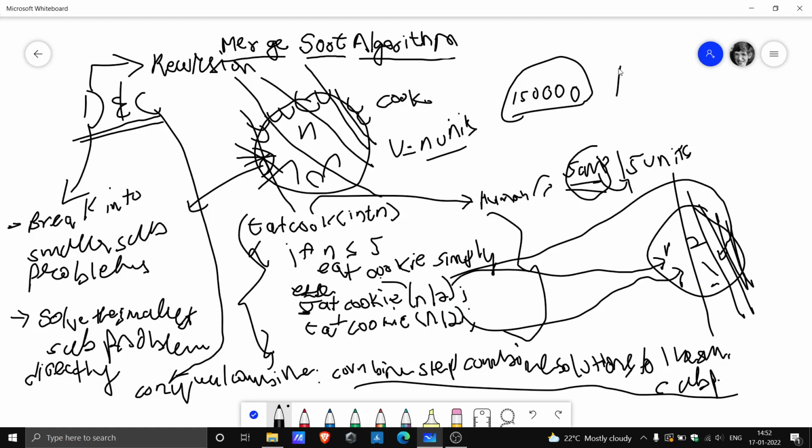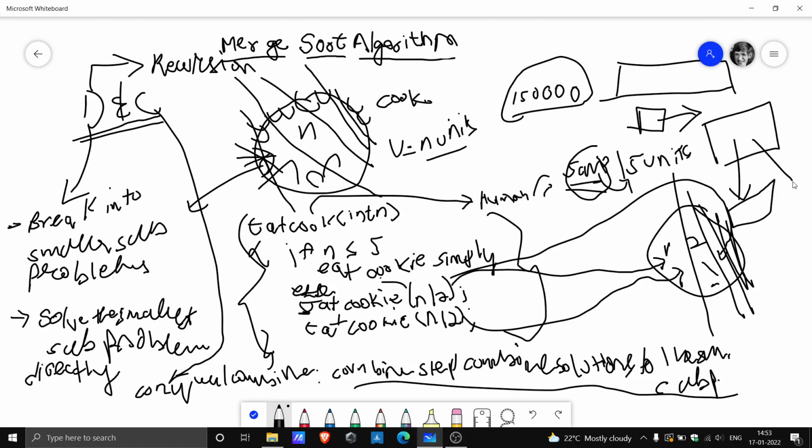Let's say our array is like this, right? In merge sort, if it's an array of size 1, it's already sorted, right? If it's an array of size, let's say 8, we're going to break this array into smaller arrays, and we're going to sort these arrays recursively. That's what merge sort is, right? And that's what divide and conquer means.